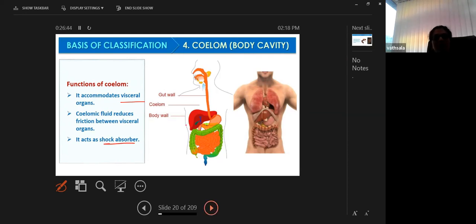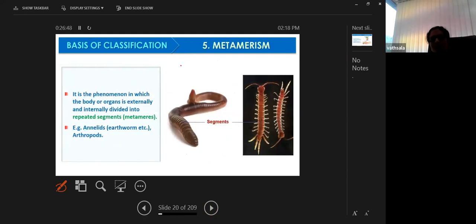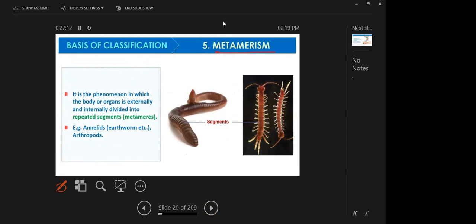Is that clear? Now, the last point, what is that? Metamerism, metameric segments. So what is metamerism? It's a phenomenon in which the body or the organs are externally and internally divided. So if you take this, what is in the picture, Akash? It's an earthworm.